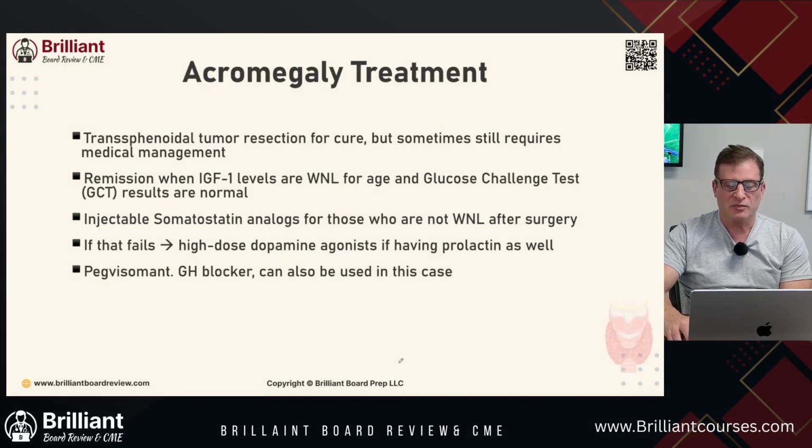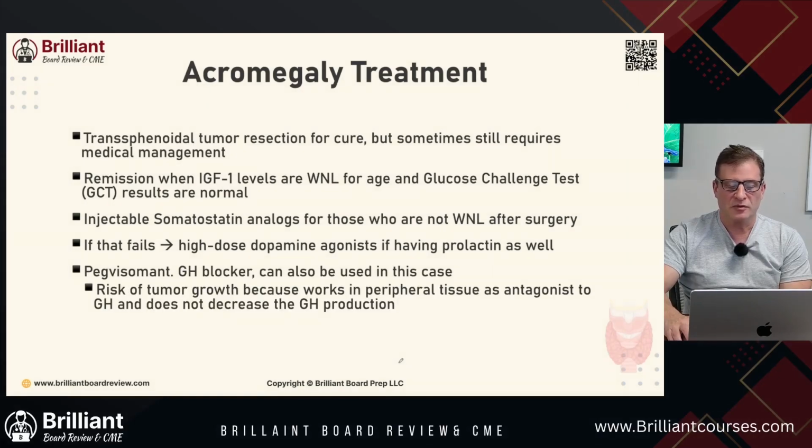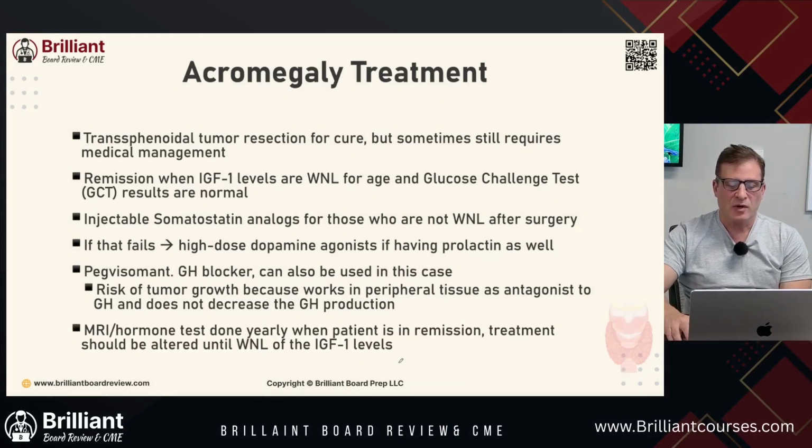Pegvisomant is a GH blocker, which can also be used. There is a risk of tumor growth because it works in the peripheral tissue as an antagonist to GH, but does not decrease GH production. MRI and hormone tests should be done yearly when the patient is in remission. Treatment should be altered until IGF levels are within normal limits.